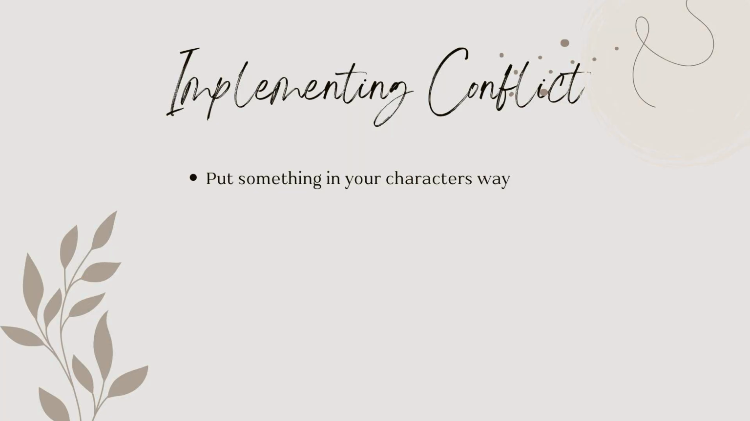Give your character a goal and put something in their way to prevent them from getting it. This is the most common, in my opinion, type of conflict that you're going to see. It's literally there almost every single time in the inciting incident. And it's one of the earliest types of conflicts that you will see as well because of that.